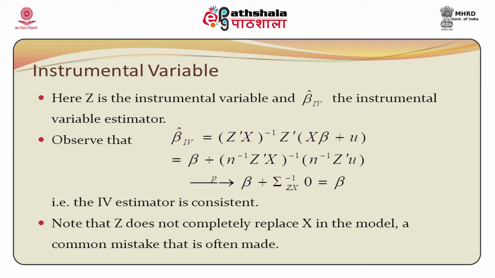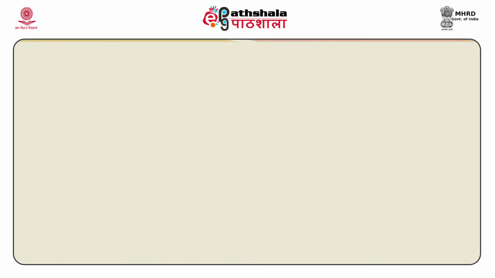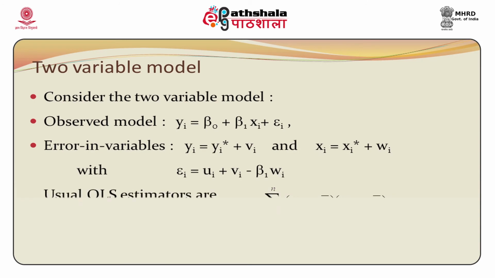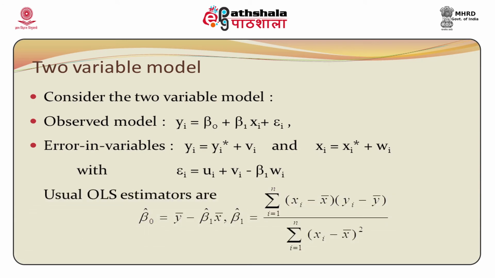Now, let us go back and look at our problem. Go back to the two variable model that we were looking at. We have the model y_i = β0 + β1 x_i + ε_i, where y_i is made up of y_i*, which is the true value, plus some error v_i, that is the contamination. x_i again is contaminated, and it is made of the true value x_i* plus w_i, which is the contamination in this case, and ε is the resultant of the errors. It consists of the model error u_i, and it consists of the v_i, that is the error from the response.